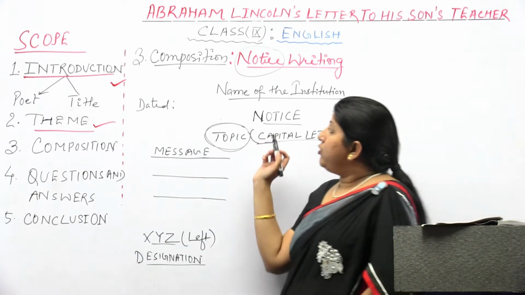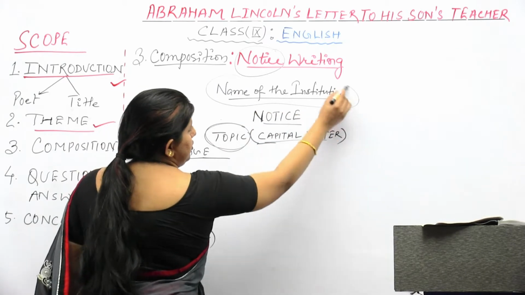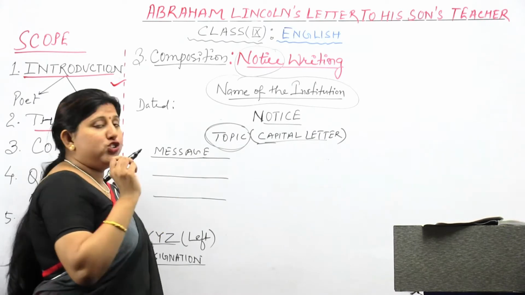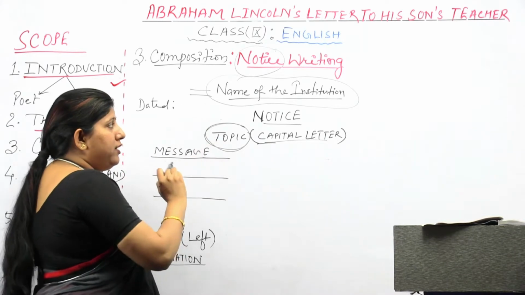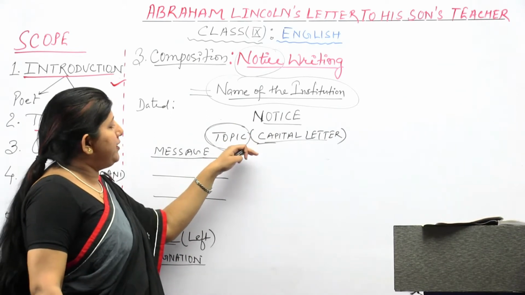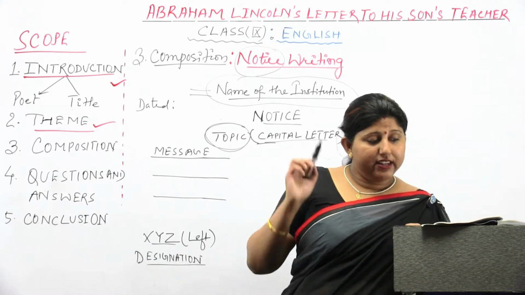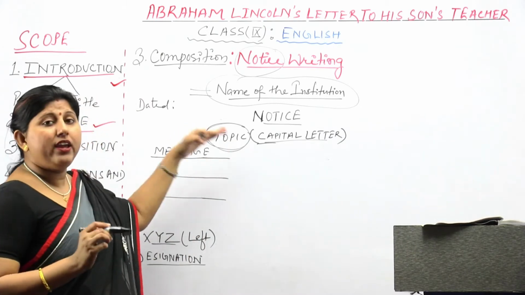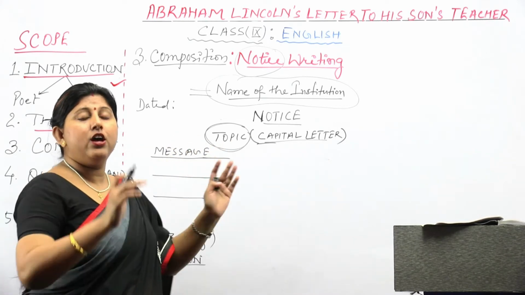First of all, you have to understand that on the top of the notice you have to write the name of the institution to which you belong. Okay, so you have to write down the name of your school here, and you have to write notice in capital bold letters. Then you have to write the topic. Here in the question paper there is an inter-school contest. Okay, so you have to write down here the topic: inter-school quiz contest. This will be the topic at the center of the paper.